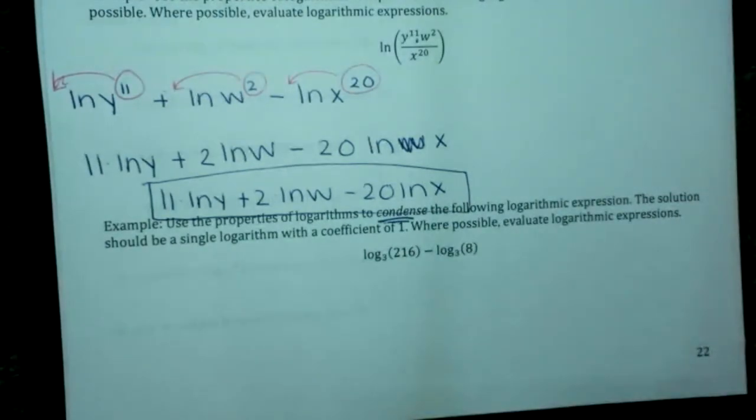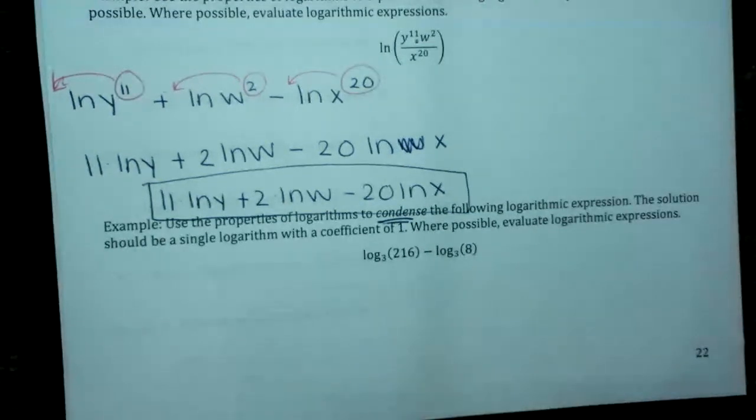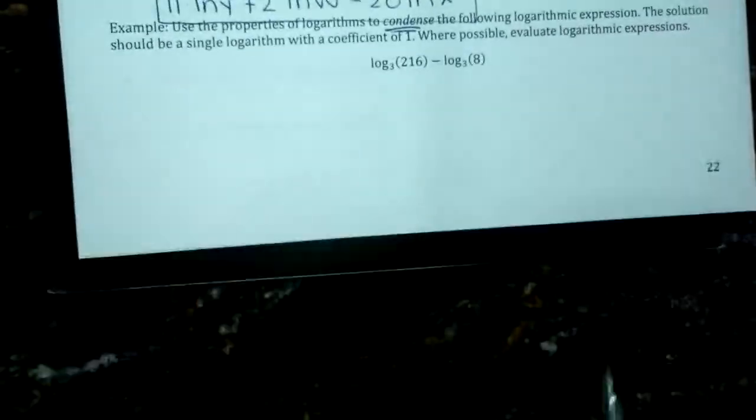All right, so now notice the next one says use properties of logs to condense the following log expression. The solution should be a single log with a coefficient of 1, where possible, evaluate. So now we're doing the opposite. Before we expanded it, now we're going to condense it. So now they each have their own log base 3. We're going to write it together using one log base 3.